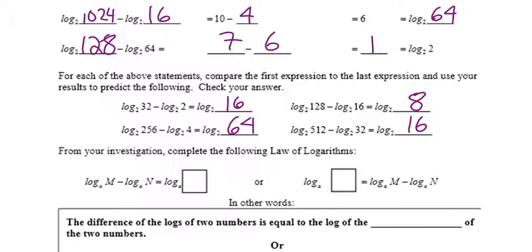Okay. Log base a of m minus log base a of n is the log base a of m over n, right? M divided by n.